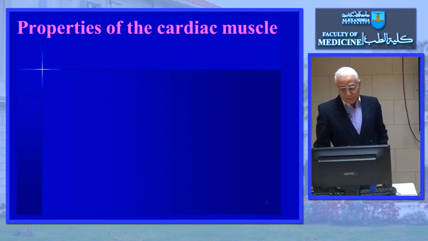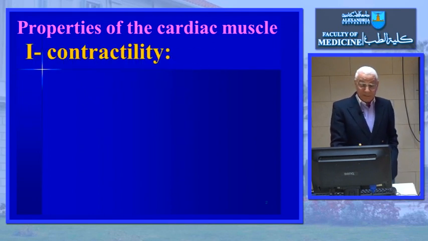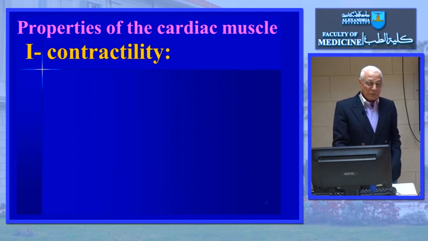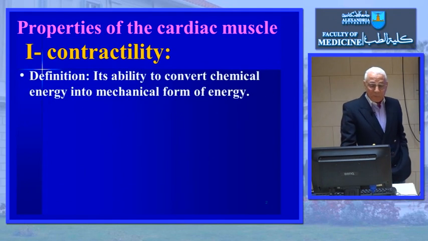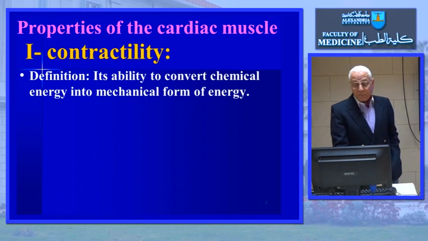The first property of the cardiac muscle is contractility. We must define what is meant by contraction, because there is a wrong definition of contractility or contraction, where we define it as shortening of the muscle. But after this definition, we know there is one type with shortening and another without shortening. So contractility means the ability of the muscle fiber to convert the chemical form of energy into the mechanical form.